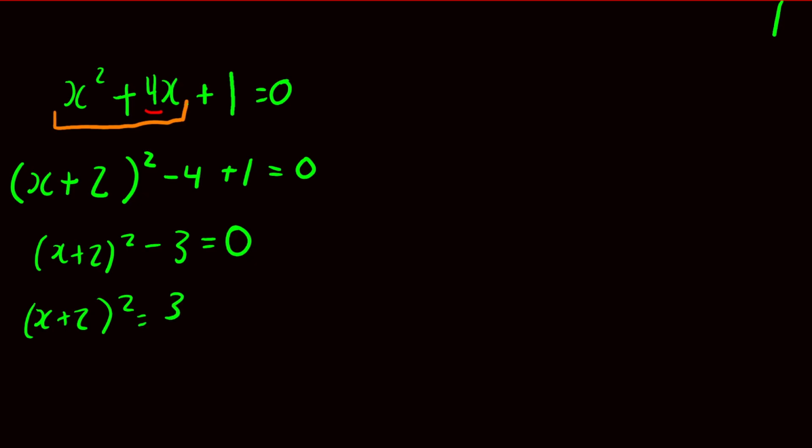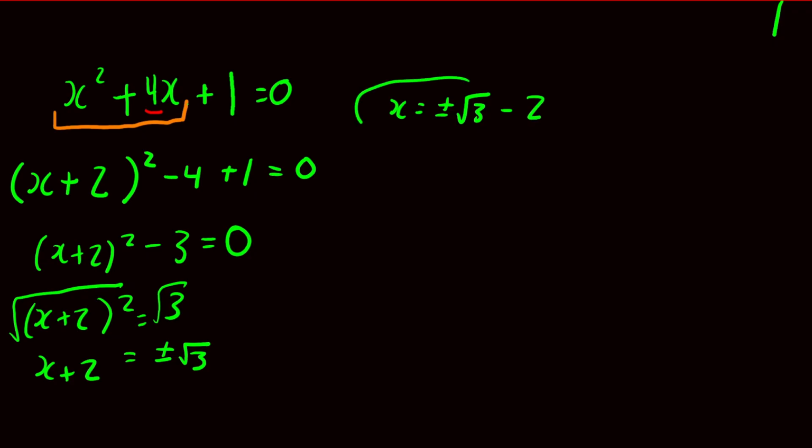So now I'm going to take the square root of both sides. So square root of this side and square root of this side. Remember the plus or minus square root 3 is x plus 2. So now my answer to this equation is going to be x equals plus or minus root 3 minus 2. And that's our answer. So I know I went a little bit fast there, so let me break down each of my steps.